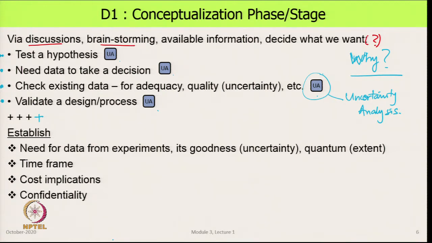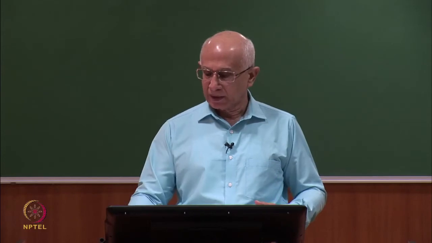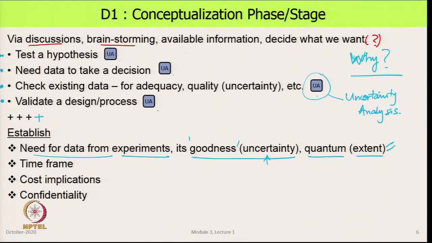So, at the end of this discussion, we established that yes, I need data and I have to get it from an experiment, and this data must have a certain goodness which we quantify by the uncertainty. And we also get some idea of how much data I want, and that is what I am saying, the quantum or the extent of data. We get some idea, say, okay, do one experiment or do 3 experiments, something like that, and that is what this part is.